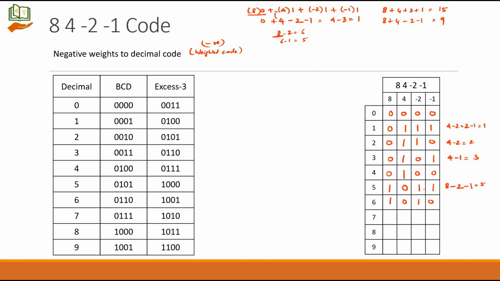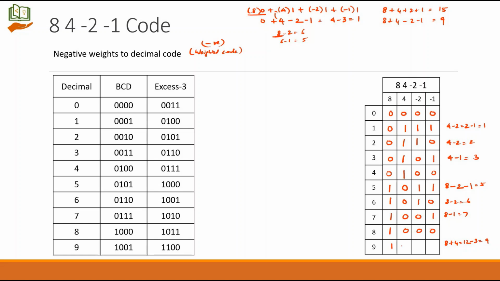How about 7? 8 minus 1 is equal to 7. So let me write this as 8 minus 2 is equal to 6. So 8 and minus 1 will give 7. These two numbers will have 0. What about 8? 1 under 8 and the rest are zeros. How about 9? You have 8 plus 4 which is equal to 12. Then you have minus 2 and minus 1 which makes minus 3 which is equal to 9.